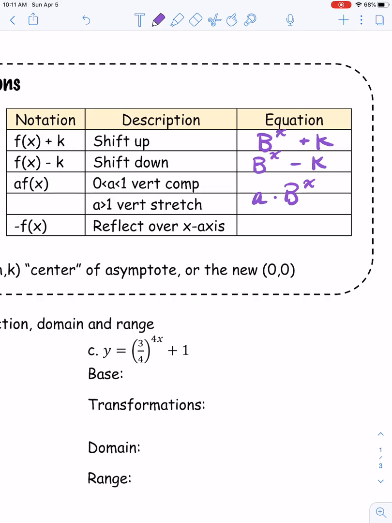If we want to reflect over the x-axis, then we'll simply put a negative in front of whatever the base is, raised to the x power. Remember, that is something completely different than this: a negative base raised to an x power, that's not an exponential function. We talked about how that'd be going up and down and up and down and up and down and have holes in the graph.